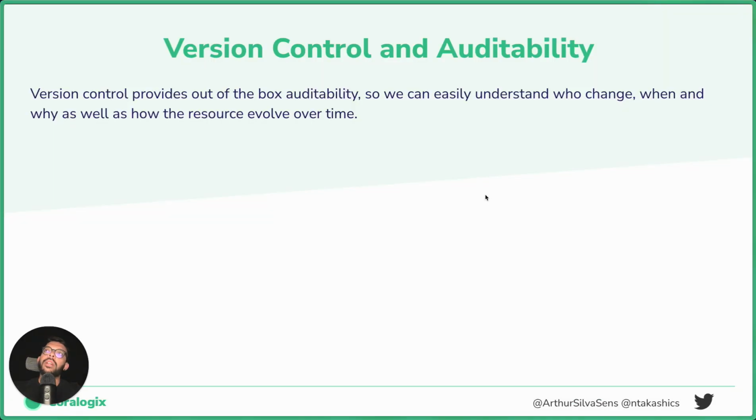The second one is version control and auditability. Well, version control provides out-of-the-box auditability, so we can easily understand who changed the resource, when, and why. And this is very important because we can understand how the resources evolve over time. This provides great traceability and also improves the accountability within the team.